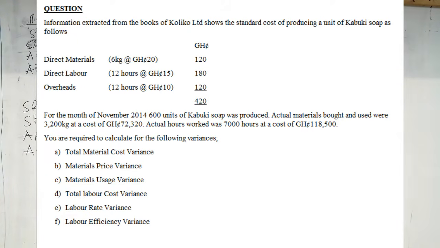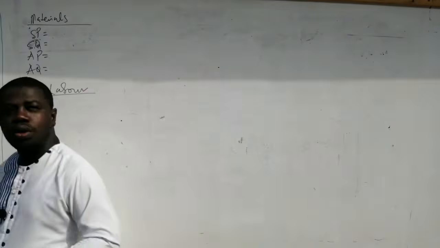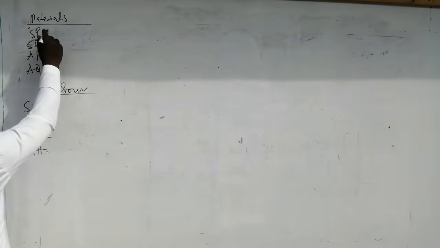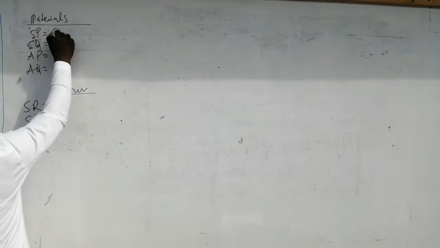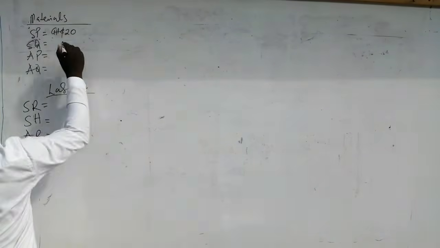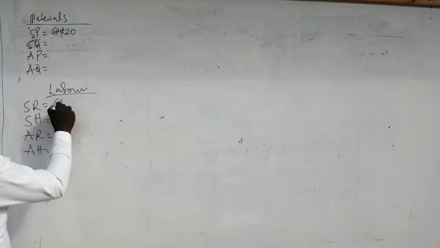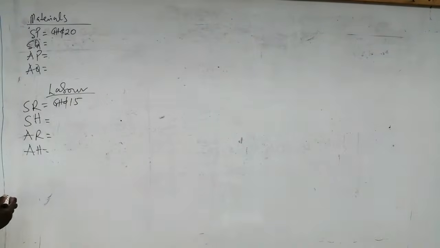For labor, they will need 12 hours for 1 unit of the product, and each hour is going to be paid at a rate of 15 cedis. That is the standard. The standard rate is also going to be 15 cedis. So when we come here, we'll know that for the standard, our standard price for materials is 20 and our standard rate for labor is 15 cedis. So this has already been established.